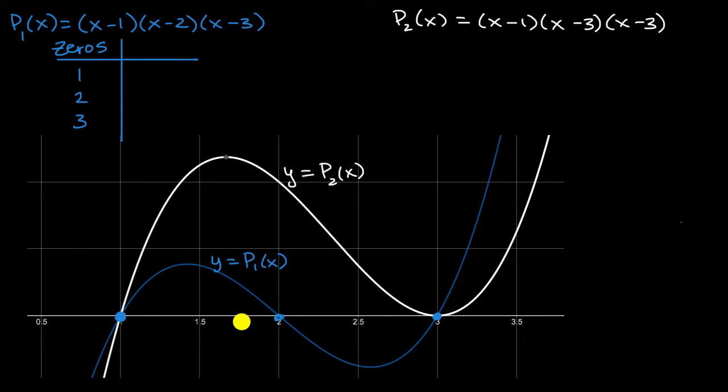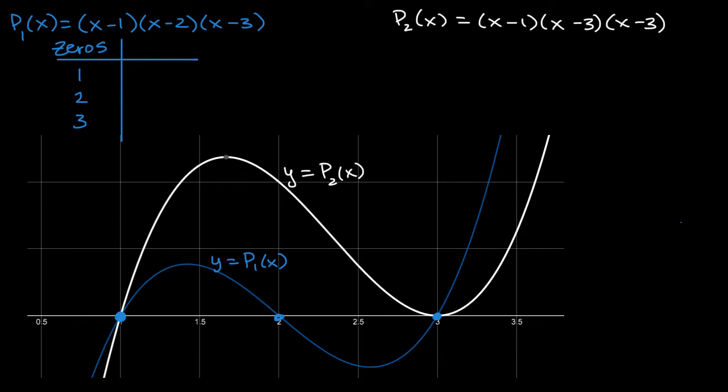We can also see the property that between consecutive zeros, our polynomial maintains the same sign. So before this first 0, it's negative. Then between these first two, it's positive. Then the next two, it's negative. And then after that, it is positive.